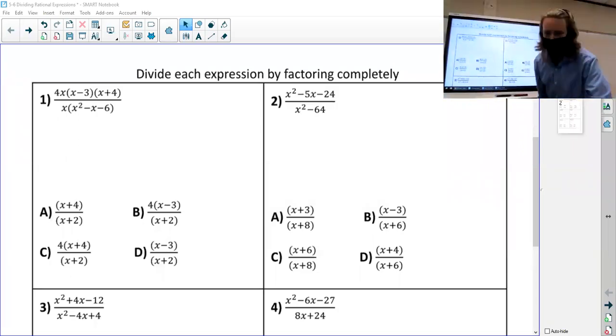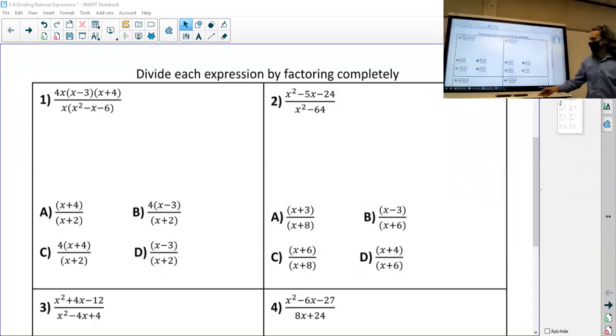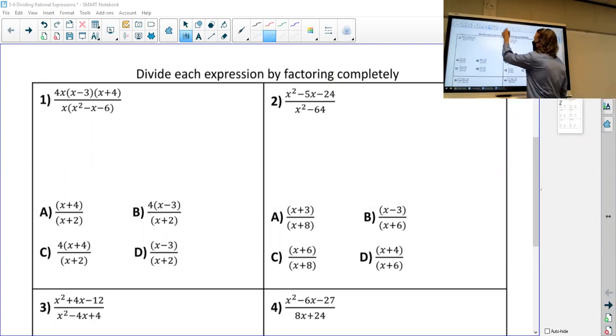Okay. So dividing expressions by factoring. That's the whole explanation: we divide by factoring first. You look at your top and bottom and ask, is there any way I can simplify those expressions? For number one, there's nothing we can do on the top. This is already factored as much as we can, so we just copy it down.